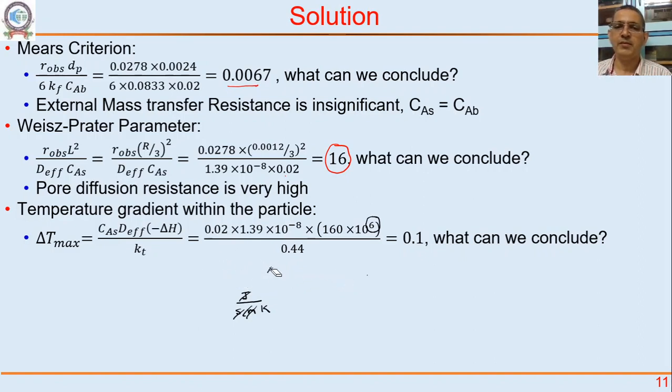which means there is not much temperature rise across the pellet. You see, Thiele modulus is 4, phi square is 16, which means C_A, the concentration of A at the center line of the catalyst pellet, is going to be 0. So that's why delta T max tells you the difference between the center line temperature and the surface temperature. That difference is only 0.1. So practically the catalyst is isothermal.